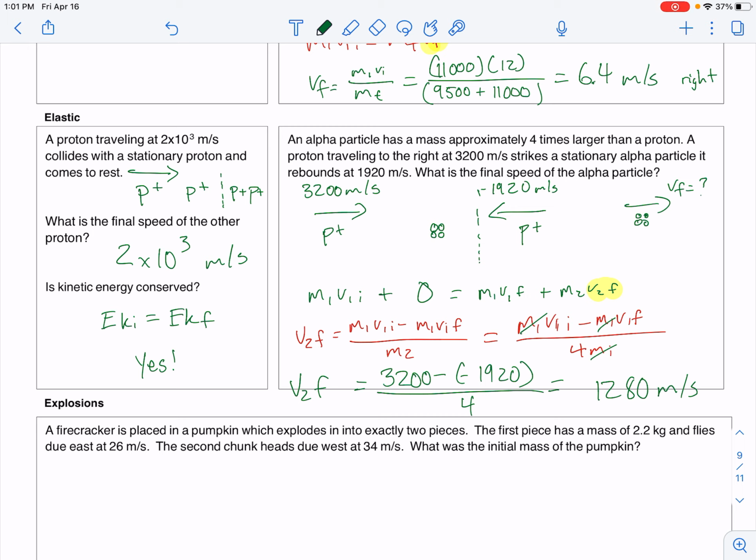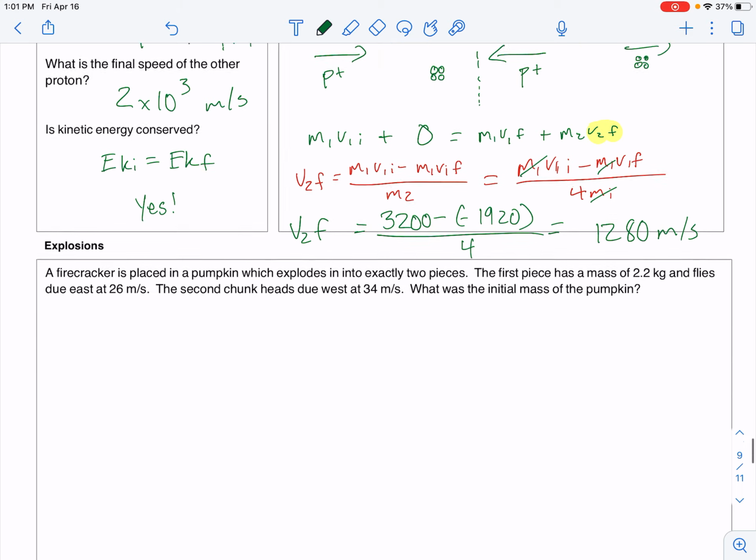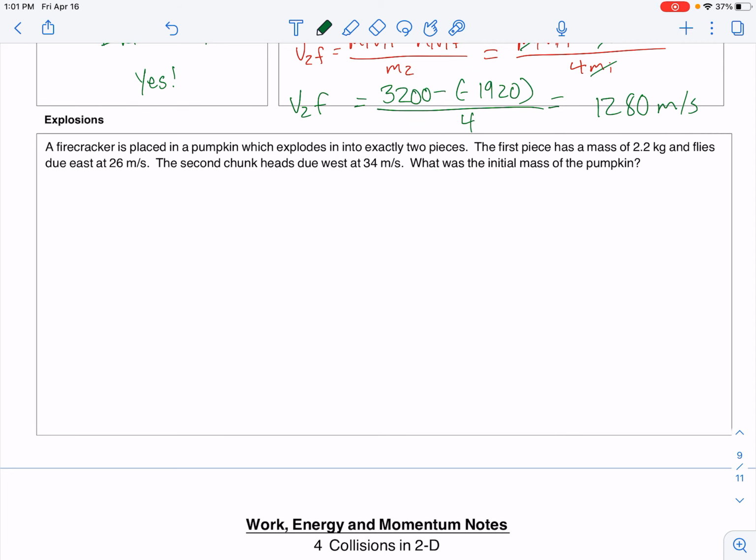Now again, one thing you can look at, when we're talking about the law of conservation of energy, is that initially we have a total velocity of 3,200 meters per second, and then finally you add those together, also ending up with a final velocity of 3,200.